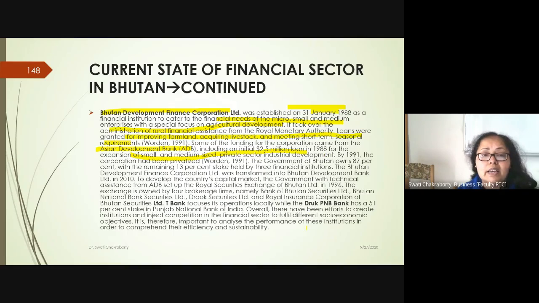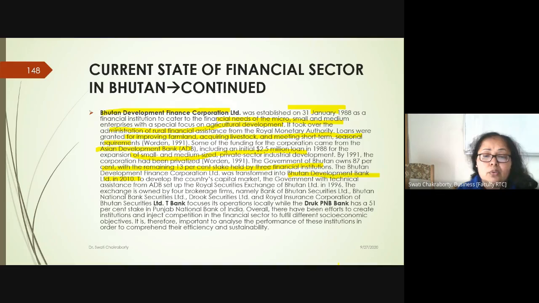By 1991, the corporation had been privatized. The government of Bhutan today owns 85%, with the remaining 13% held by 3 financial institutions. Today the Bhutan Development Finance Corporation is known as BDBL, Bhutan Development Bank Limited. The name was changed in 2010.